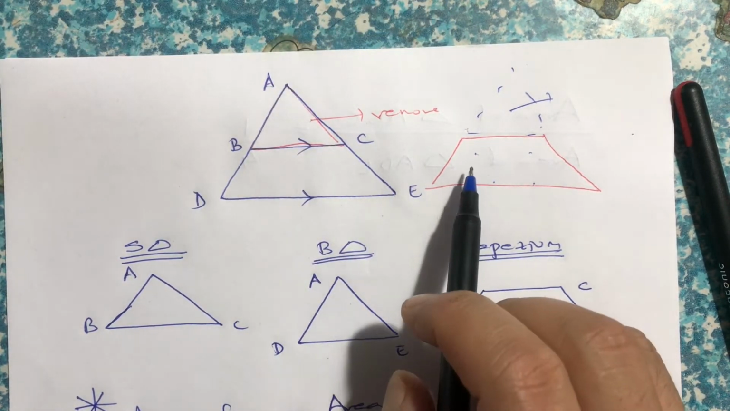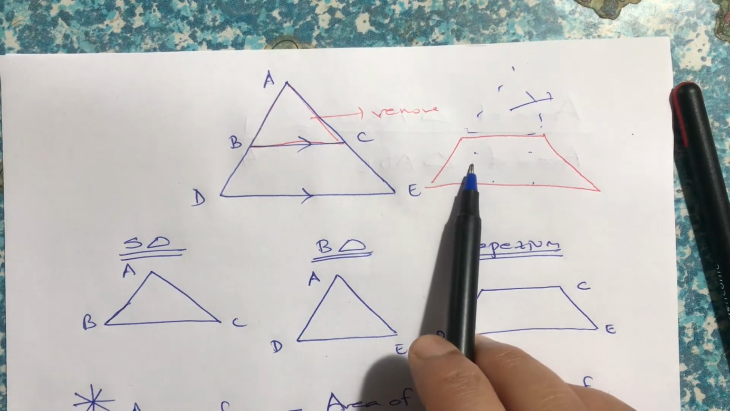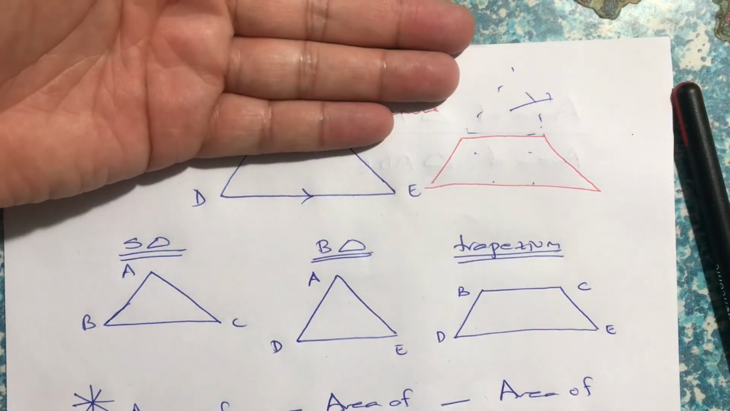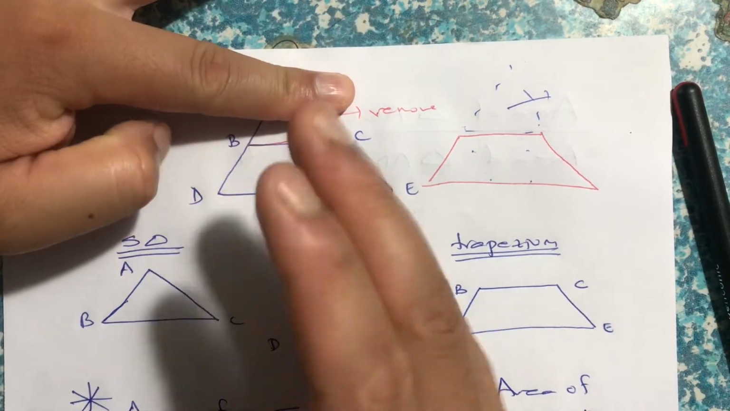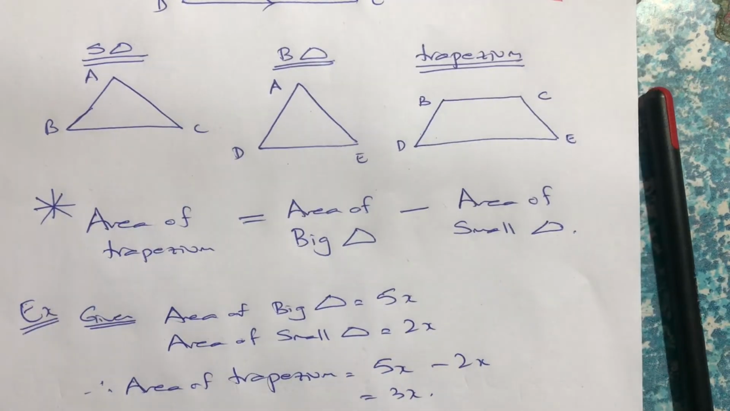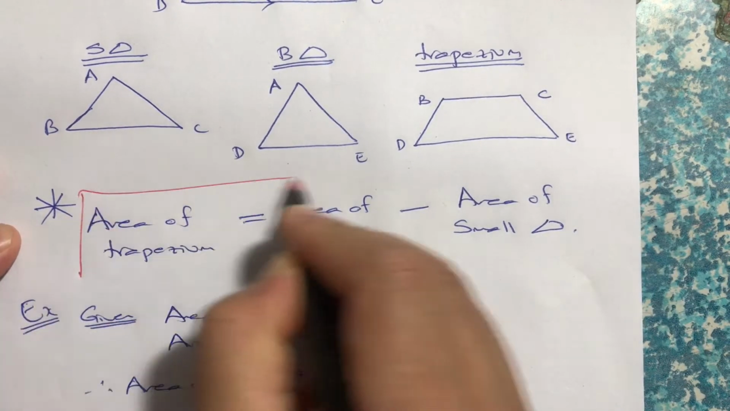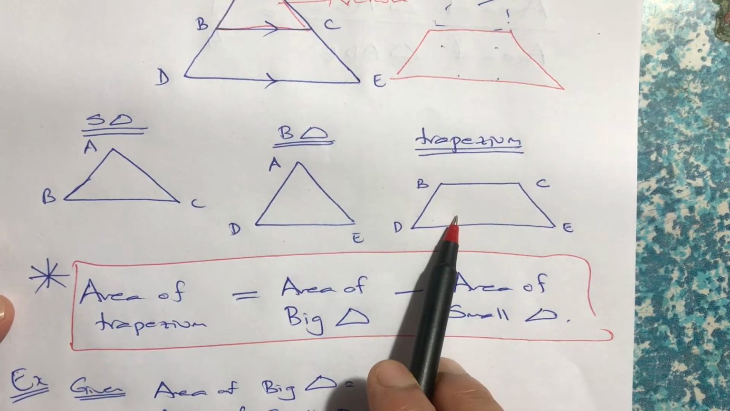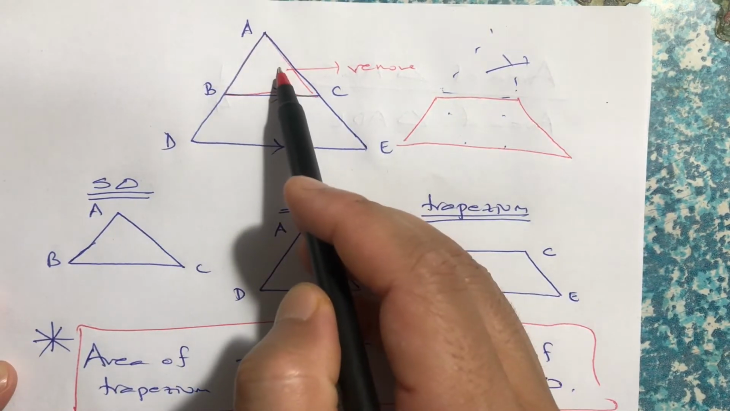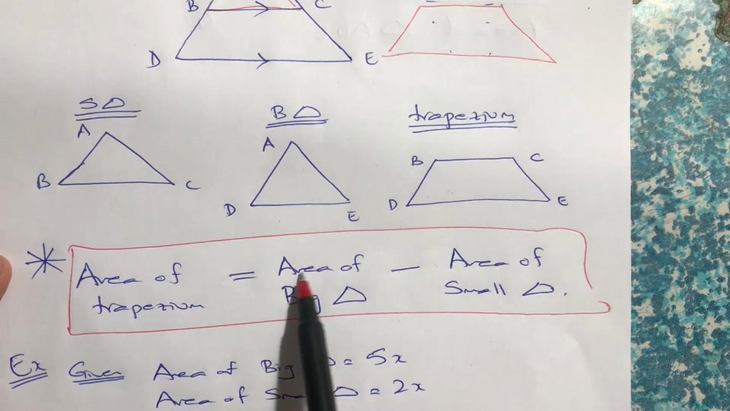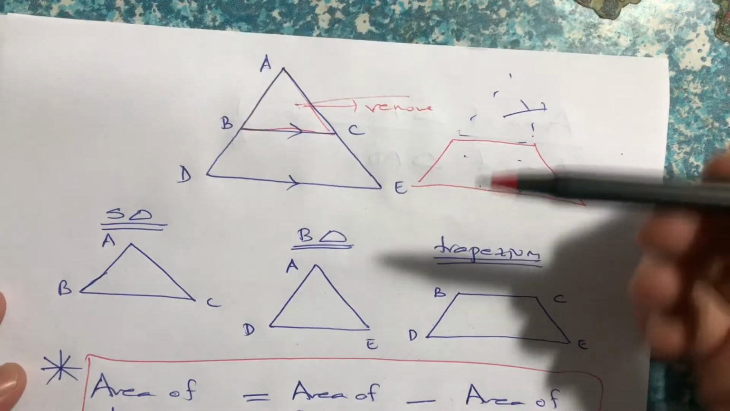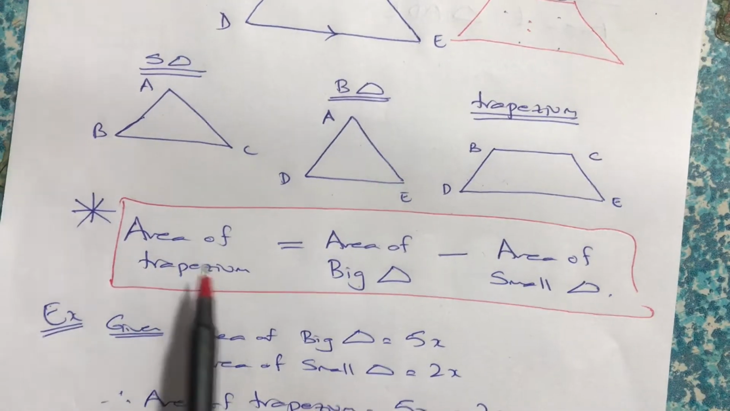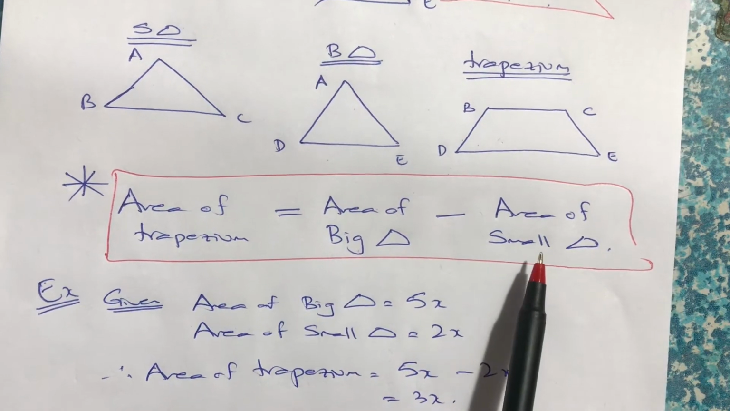Okay, so if I want to find the trapezium, from the big triangle, if this small triangle is removed, we get the trapezium. So the formula that we can write on the basis of that is area of the trapezium. If the small triangle is out, we are only left with this figure, and this is called the trapezium. So area of the trapezium is area of the big triangle minus area of the small triangle.